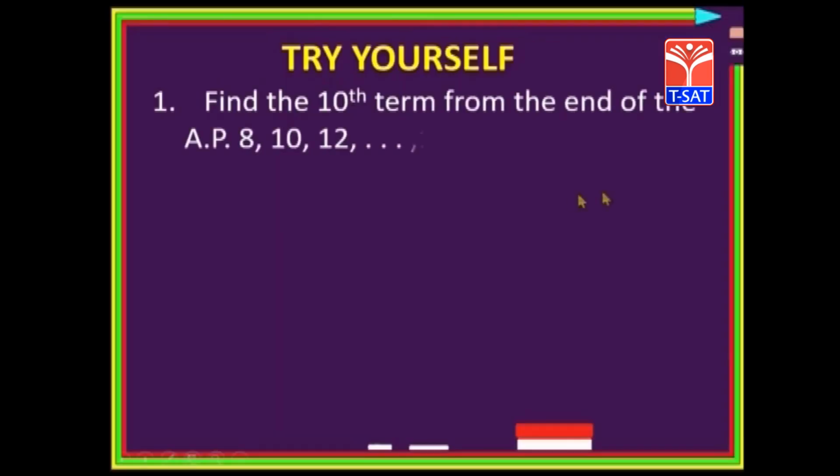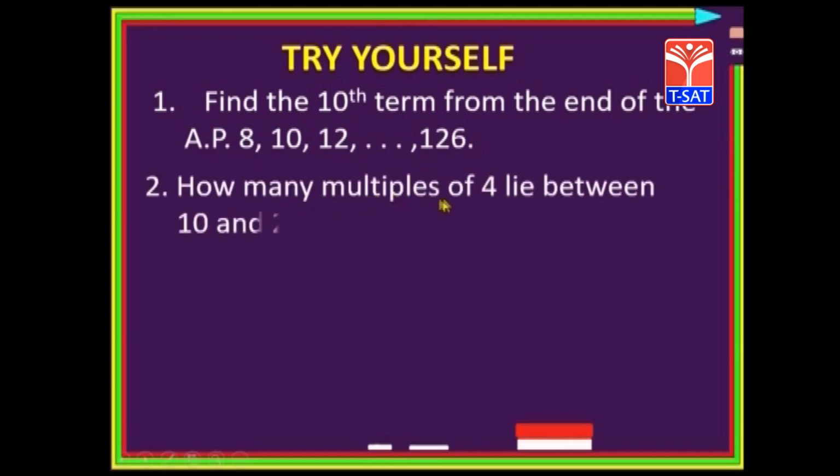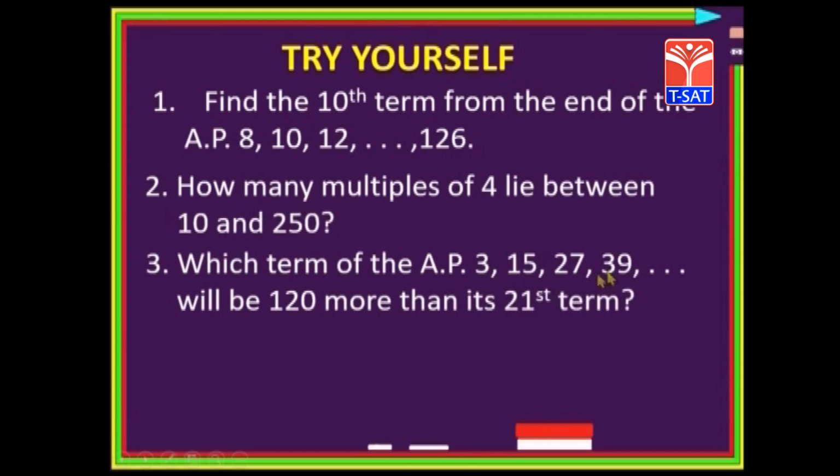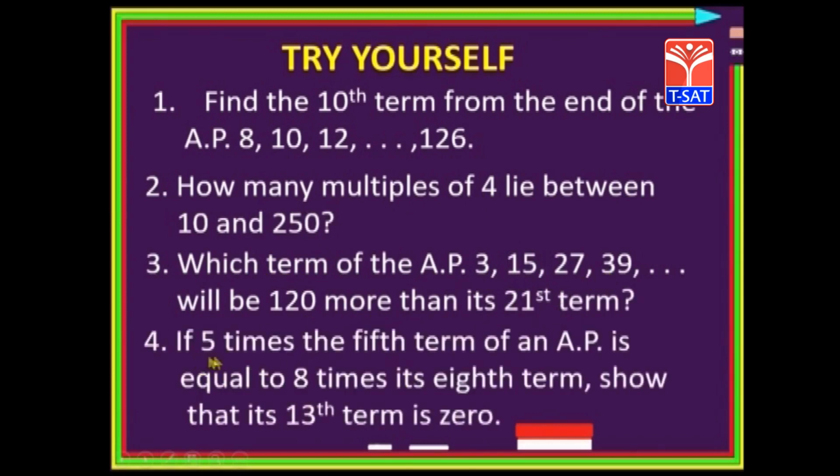First one, find the 10th term from the end of the AP 8, 10, 12, and so on up to 126. Second, how many multiples of 4 lie between 10 and 250? Third question: which term of the AP will be 120 more than its 21st term? Interesting problem: if 5 times the 5th term of an AP is equal to 8 times its 8th term, show that its 13th term is 0. These are some problems based on nth term concepts.